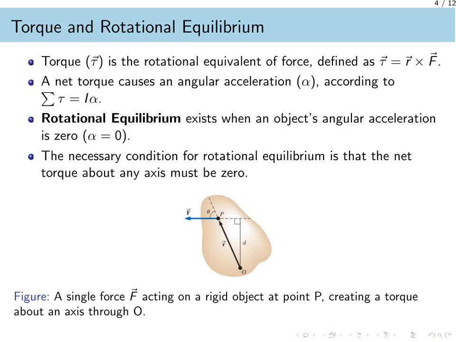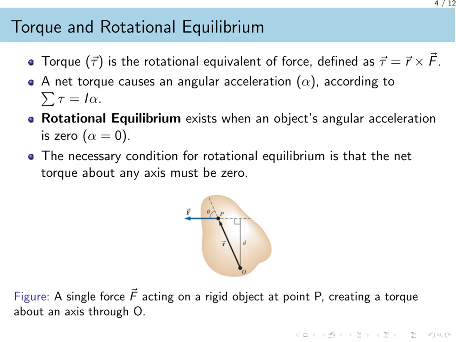Just as a net force causes an object to accelerate linearly, a net torque causes an object's rotation to speed up or slow down. This change in rotational speed is called angular acceleration. We define torque, represented by the Greek letter tau, as the cross product of the position vector r and the force vector F. The vector r points from the axis of rotation to where the force is applied.